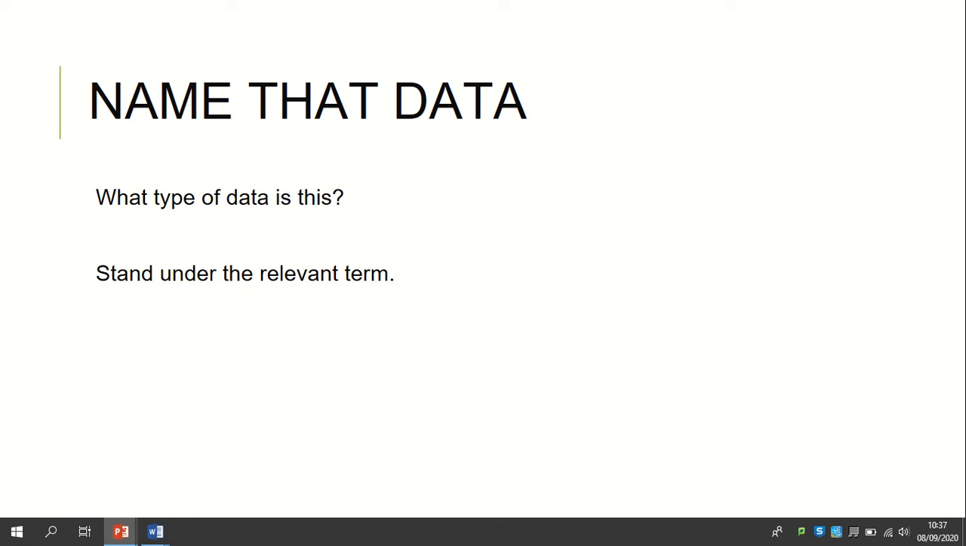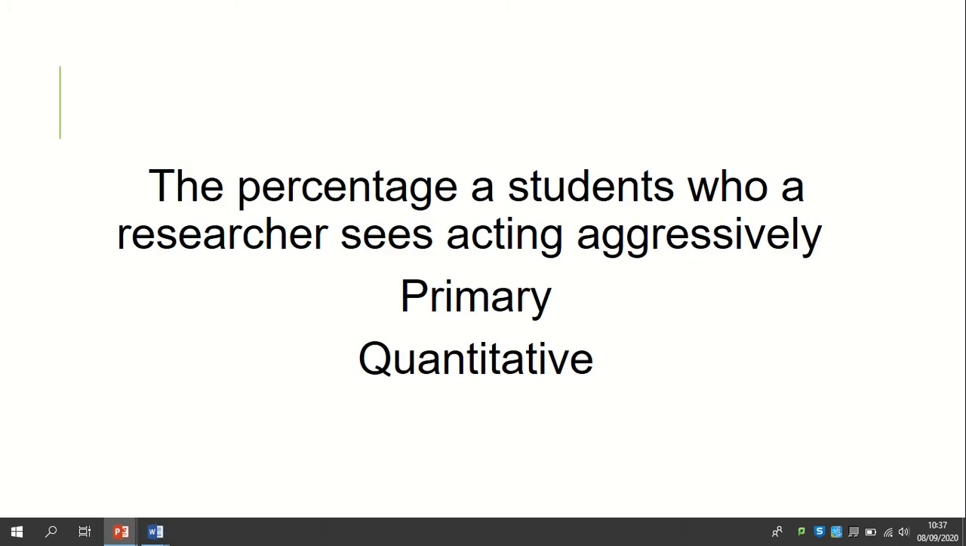So, a little kind of, not a game, but it says stand under the relevant term. Obviously this is remote, so you won't be able to do that. But what type of data are these scenarios? So the first one says the percentage of students who a researcher sees acting aggressively.